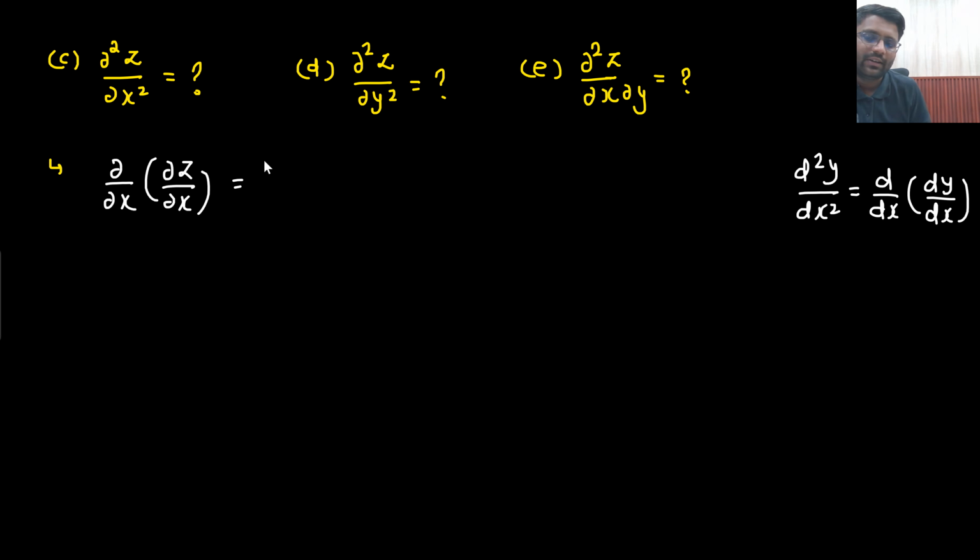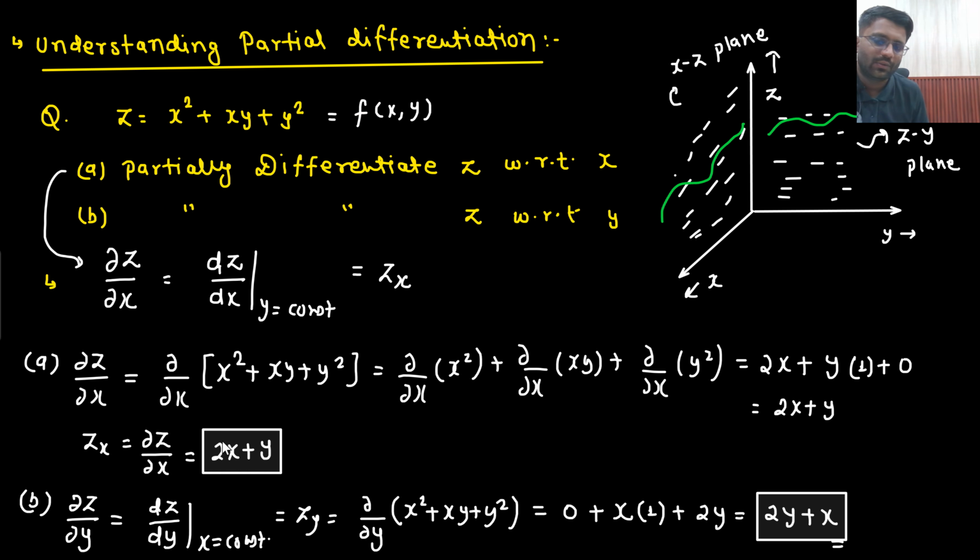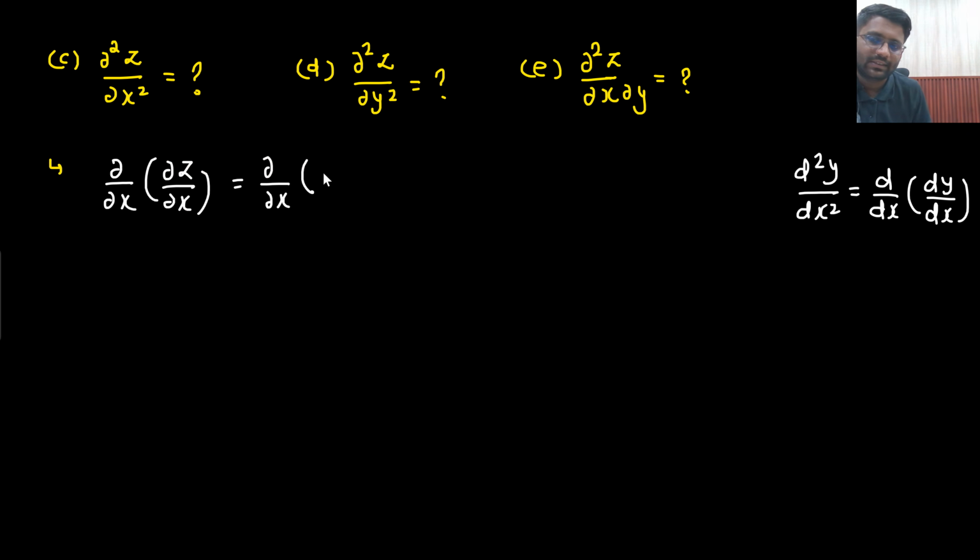So first we have already done del by del x. Del z by del x, the answer was 2x plus y. Now we need to differentiate this. First I will differentiate 2x, which will give 2. Then I will differentiate y. Y is a constant value, constant differentiation will be 0. Answer will be 2. That's it.